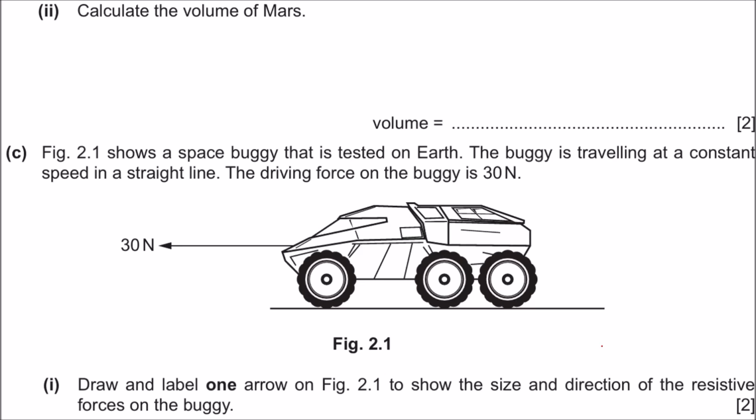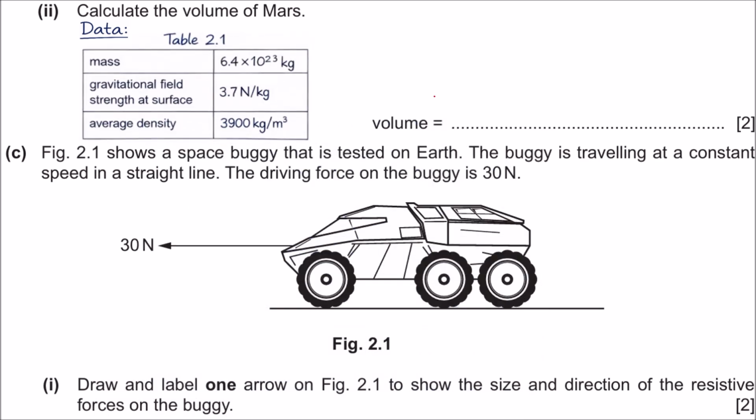Part 2 of B, calculate the volume of Mars. For us to find the volume, we need to recall the equation for mass, density, and volume. And let's extract data and see what we were given in the table. So in the table, we are given the mass of Mars and we are given the density of Mars.